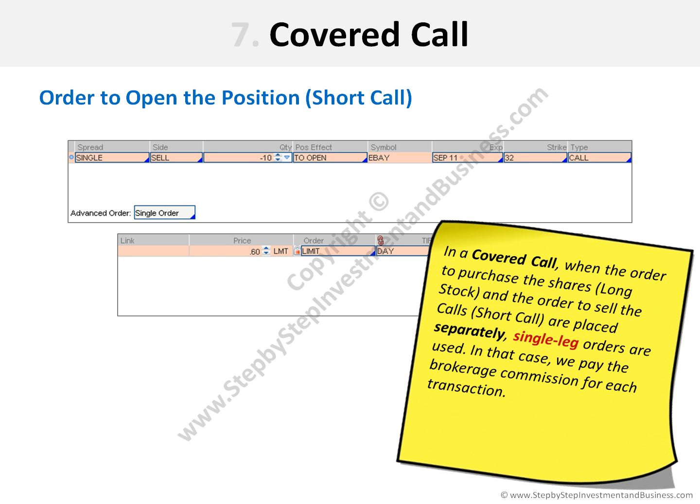It is important to mention that in a covered call, when the orders to purchase the shares and sell the calls are placed separately, that is, one order for the long stock position and another order for the short call position, single leg orders are used. In that case, we pay the brokerage commission for each transaction.